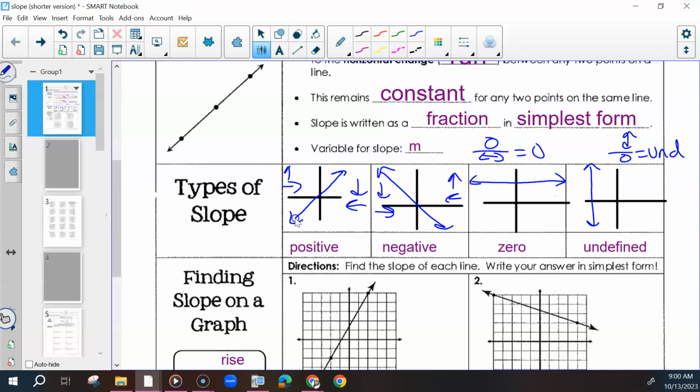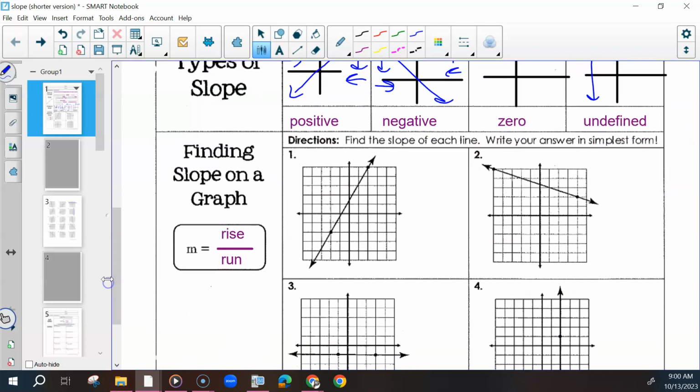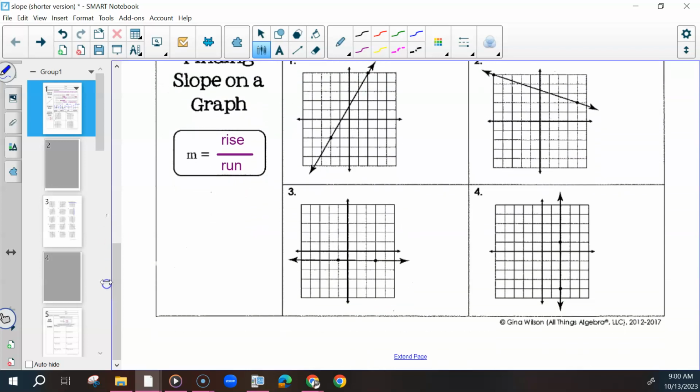On the side, under finding slope on a graph, you can write rise over run, but I also want you to write this and leave some space. HOY VUX. Hoyux. These are going to be words that we remember throughout the year.